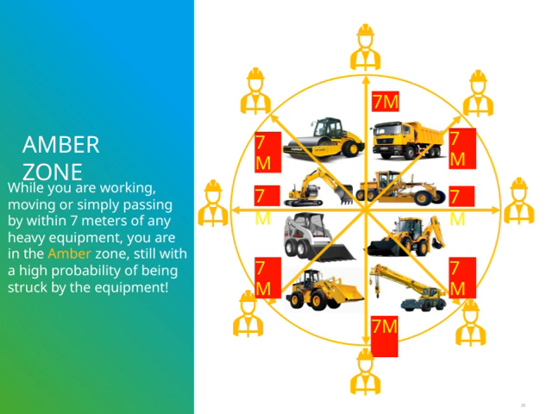Despite not being directly in the path of the equipment, you still have a high probability of being struck if you're too close. This is why understanding and respecting this zone is so important. It's a sensitive area where vigilance can prevent serious accidents. The main takeaway here is that proximity matters. Staying outside this 7-meter radius significantly reduces your risk of injury. Remember, safety isn't just about avoiding accidents. It's about being proactive and aware of these danger zones at all times.